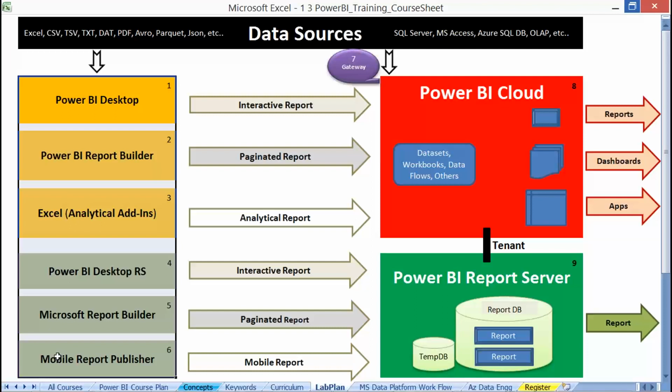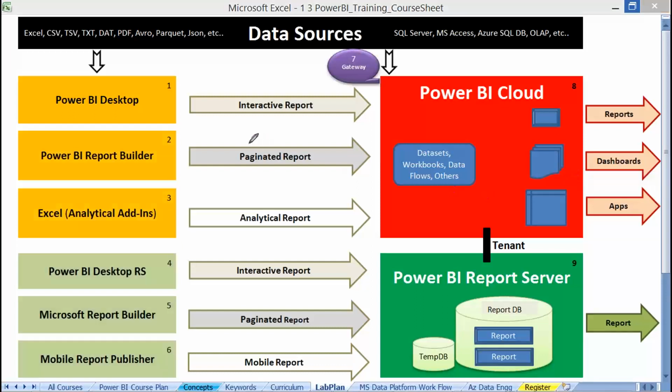There are different types of reports in this world. For example, in MSBI, only paginated reports are supported. Whereas in Power BI, or say Excel, only analytical reports are supported. There are a few tools wherein we have only mobile reports. In Power BI, you have a good list. A total of 4 different types of reports are supported.